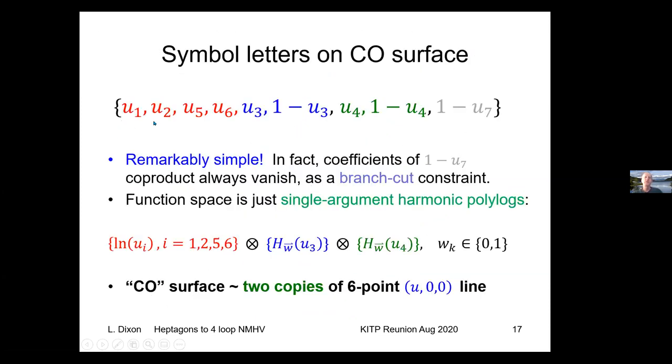And the symbol letters on this surface simplify dramatically. Instead of having 42 letters, you have only like 8 letters. And these guys are trivial because they just correspond to free logarithms. The only non-trivial ones are here. And they're the simplest non-trivial system you can imagine, which is letters U and 1 minus U. And they give you harmonic polylogs with weights 0 and 1, which are about the simplest functions of a generic variable. In fact, this surface is like 2 copies. The functions on this surface are like 2 copies of that U00 line, which some of us know and love from the 6-point case.